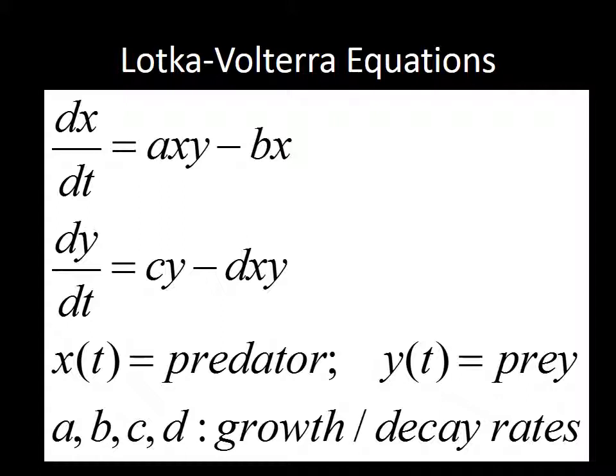The prey, on the other hand, is also able to grow, and it grows naturally, driven by a coefficient C. And then the death or the decay of the prey is not only due to natural causes, but it's also due to the availability of the predator, X. That's why in the prey equation, the decay is driven by these second order dynamics. So that's essentially the essence of the Lotka-Volterra equations.